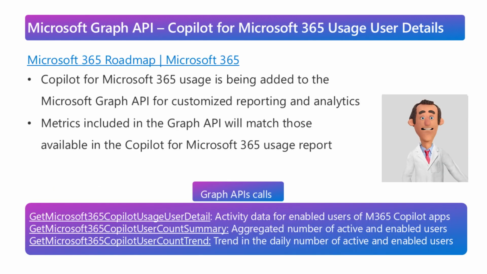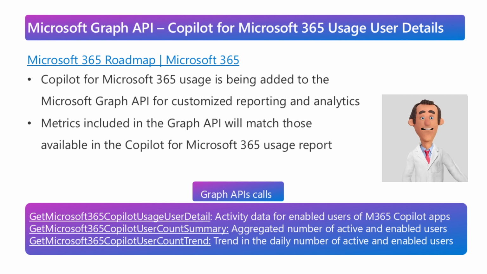Copilot for Microsoft 365 usage is being added to the Microsoft Graph API. These APIs are currently in beta. There are 3 APIs available now. Get Microsoft 365 Copilot Usage User Detail shows activity data for enabled users of Microsoft 365 Copilot apps. Get Microsoft 365 Copilot User Count Summary shows aggregated number of active and enabled users. Get Microsoft 365 Copilot User Count Trend shows the trend in the daily number of active and enabled users.